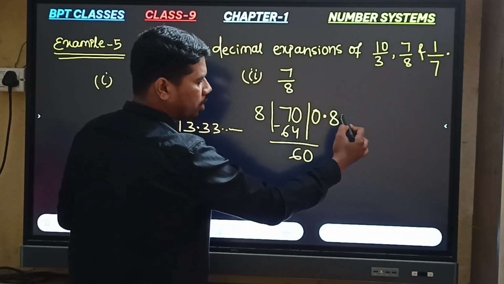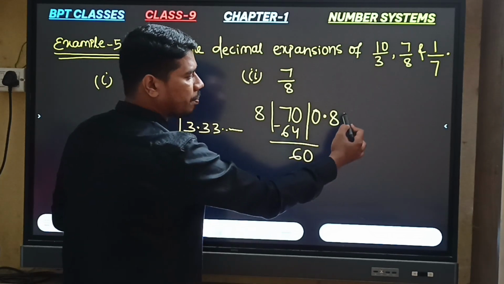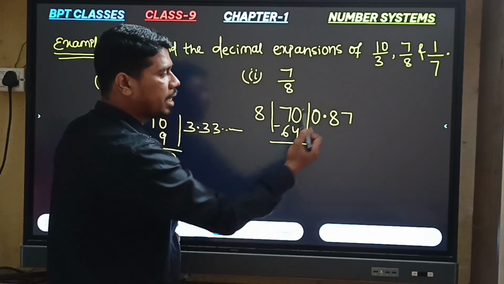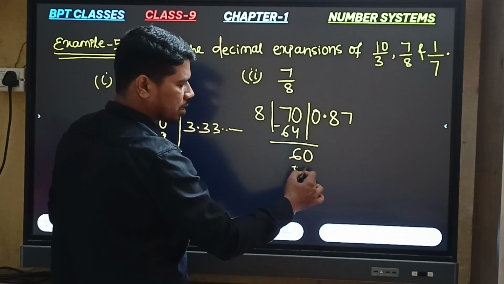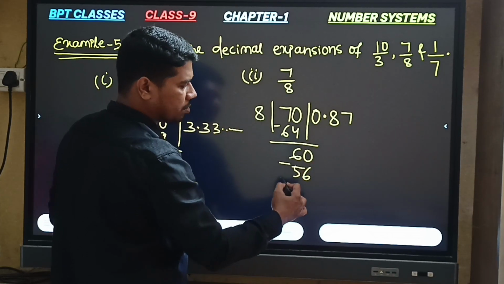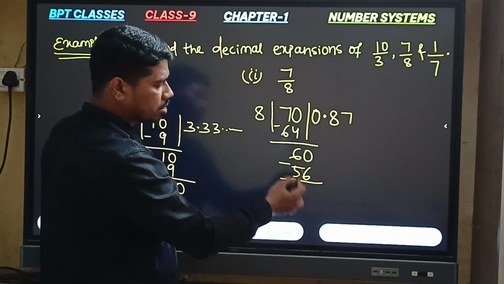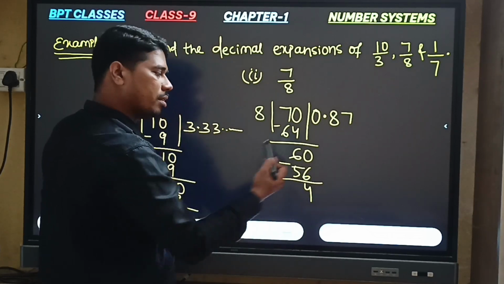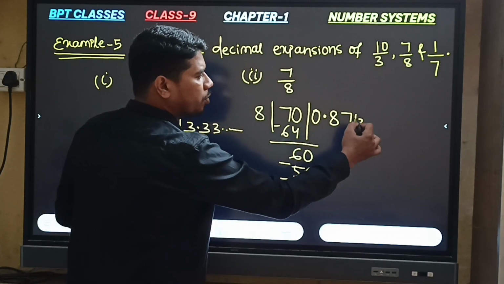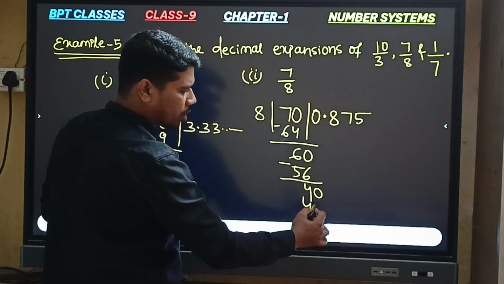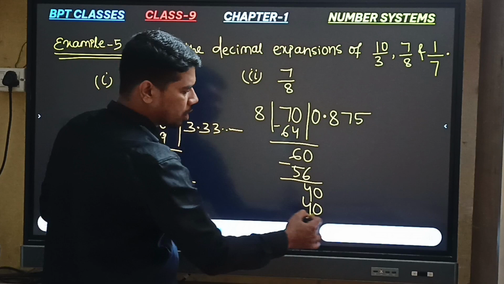Now 8 fives are 40, 8 sixes are 48, 8 sevens are 56. Because 8 eights are 64, that is greater than 60. So 8 sevens are 56. Subtract 60 minus 56, the result is 4. Then the same thing, 0 will come. Now 8 fives are 40. 40 minus 40, the result is 0.